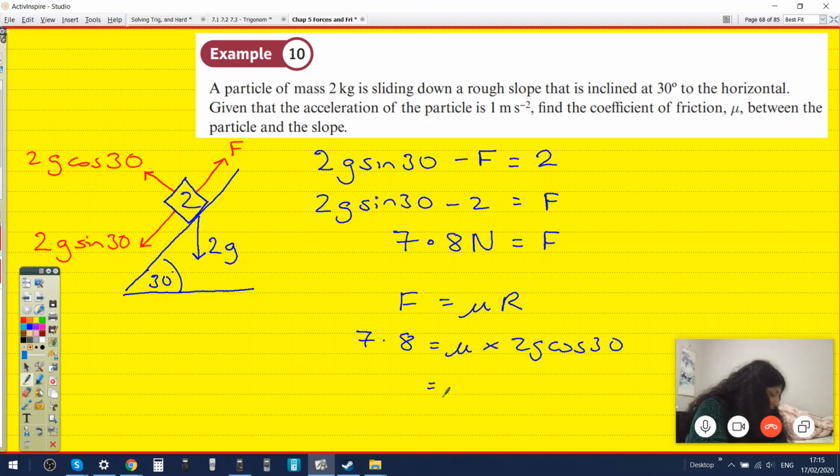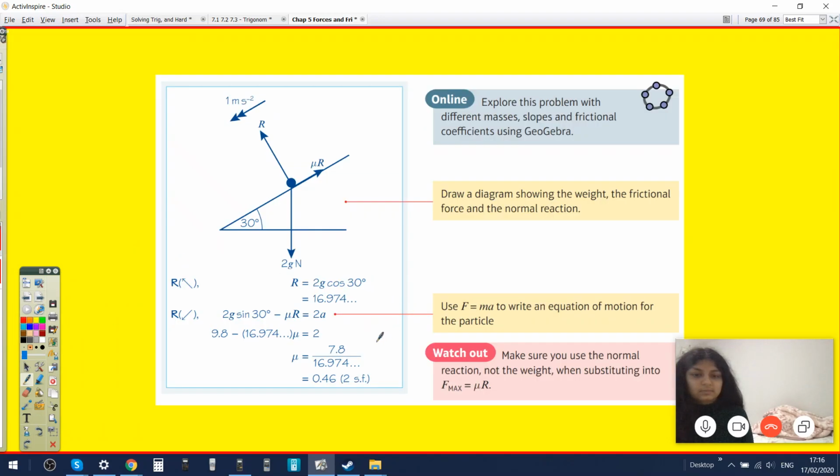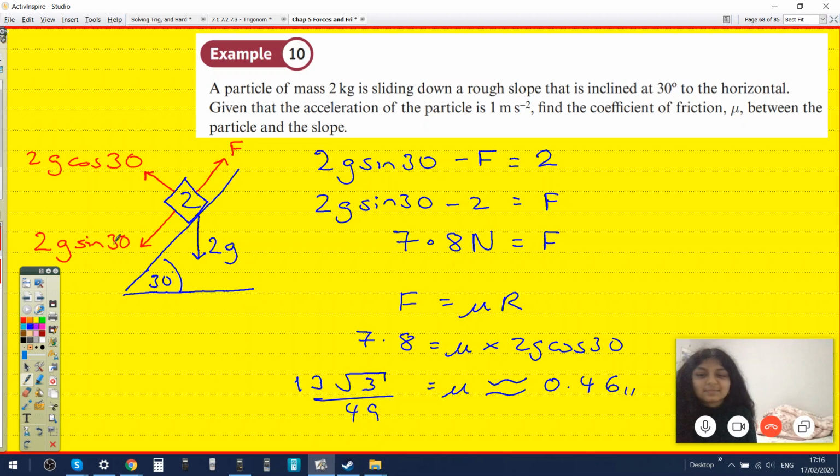0.46. I mean, the exact answer is like 13 root 3 over 49, and that's roughly 0.46. And coefficient of friction often looks something like that. And yeah, it's got no unit. 0.46 roughly. Yes, so going down the hill, it is.